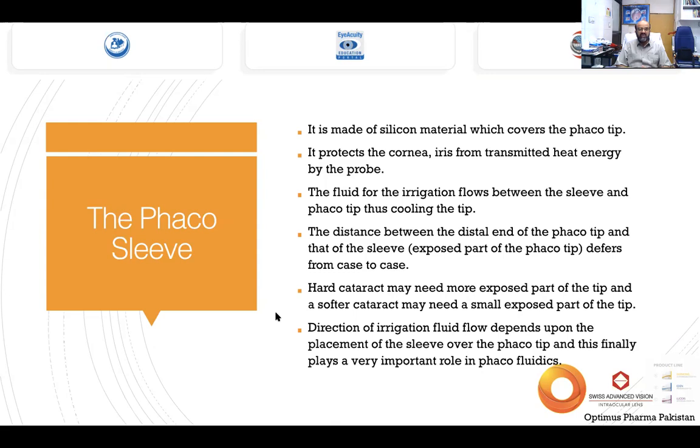And then there is a part of the phaco needle which is exposed beyond the silicone sleeve. That's important. The harder the cataract, the more exposure is given to the phaco needle, and the softer the cataract, the more of the phaco needle is covered by the silicone sleeve.